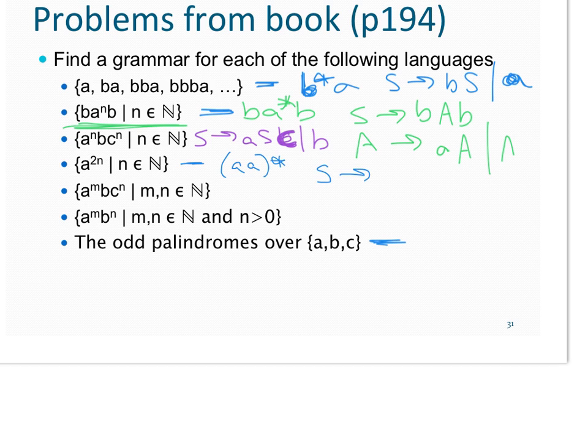There's no bubbling here. It's bubbling from either side. S can go to 2 A's and an S, or lambda. Again, I'm doing these pretty quickly. I don't expect that you can do these this quickly yet.